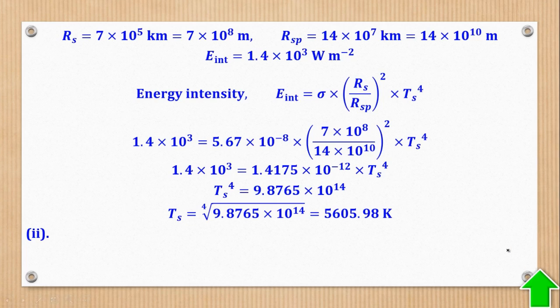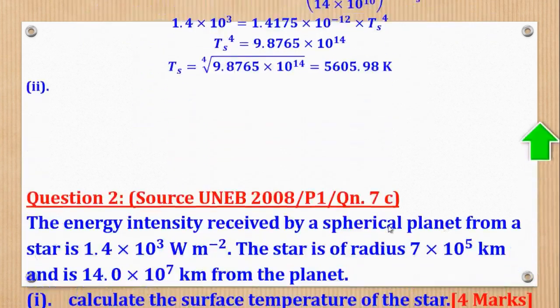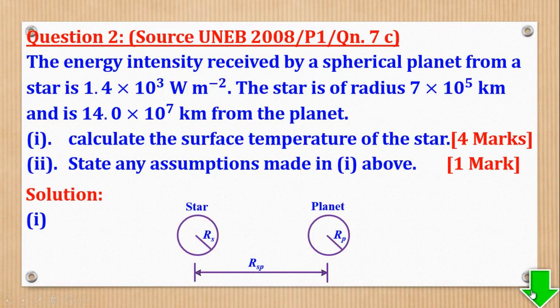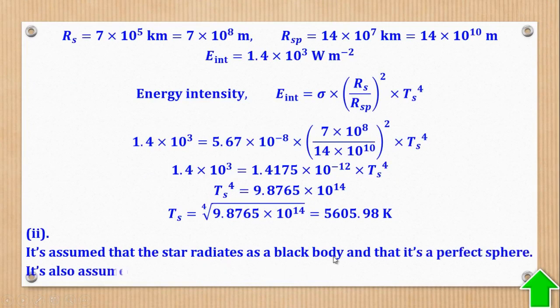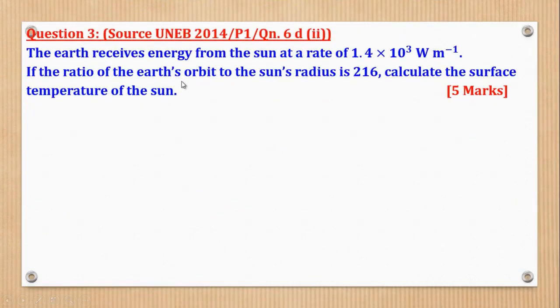Then Roman 2, they want you to state any assumptions made. So it is assumed that the star radiates as a black body and that it's a perfect sphere. It's also assumed that there is no heat lost to space. So those are the two assumptions they wanted.